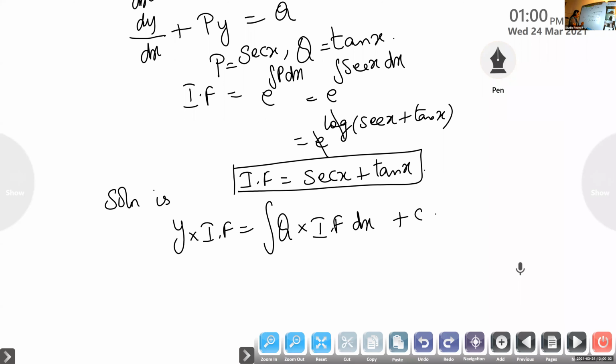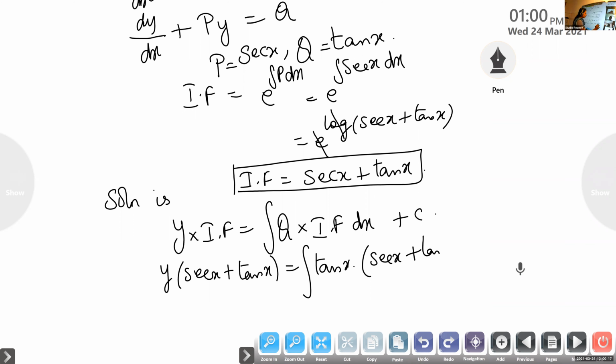So y into sec x plus tan x is equal to the integral of q. What is q? Tan x into sec x plus tan x into dx. Once you open the bracket, we get sec x tan x plus tan square x dx.